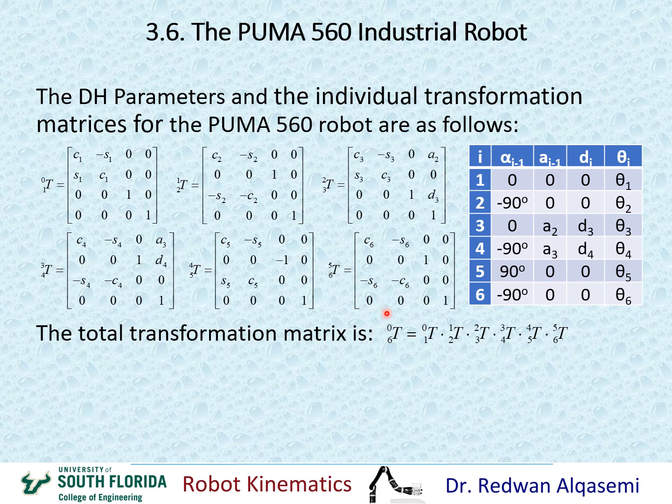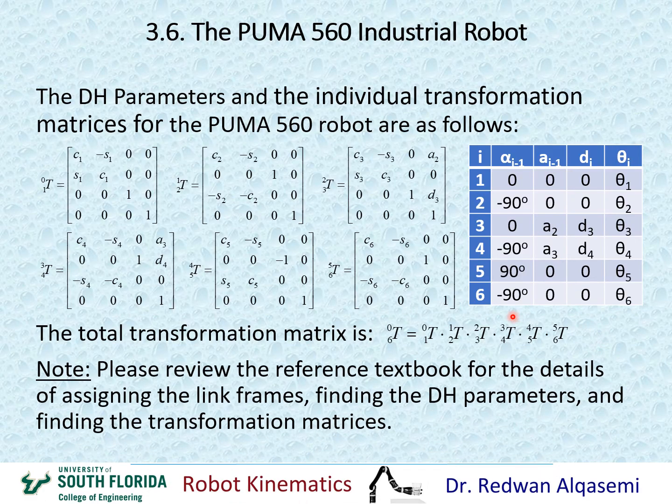Of course, this is a huge matrix, but it's in the textbook. So I encourage you to go back to your textbook to look at the details and read the details on how the frames are assigned and how the DH parameters were found using the dimensions. And then you can also look at the total transformation matrix that was also described in your textbook.